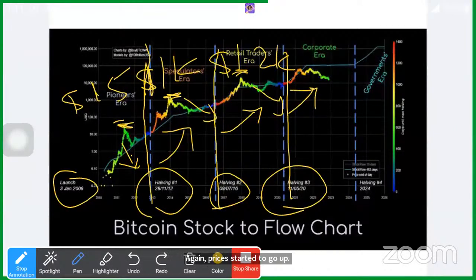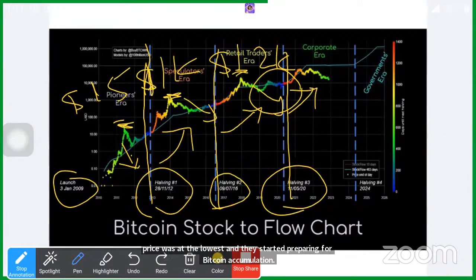And if you look closely, the prices even started to rise 1 year before the halving happened, because till now people had experienced two halvings before, and they had experienced the power and effect of this halving. So they started to buy even 1 year before when the price was at the lowest, and they started preparing for Bitcoin accumulation.